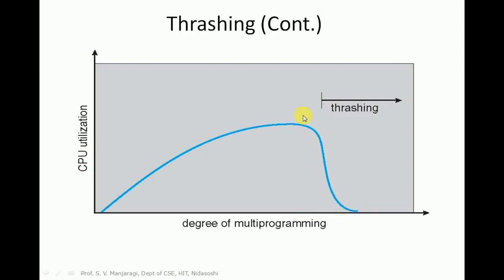Why is it decreasing? Because if you bring a larger number of processes into memory to improve the degree of multiprogramming, the number of page faults will increase, and the processes are involved in page-out and page-in operations, then execution. So the CPU is not being utilized properly here, and hence the CPU utilization will decrease. That is what thrashing is. This particular portion is indicated as thrashing.